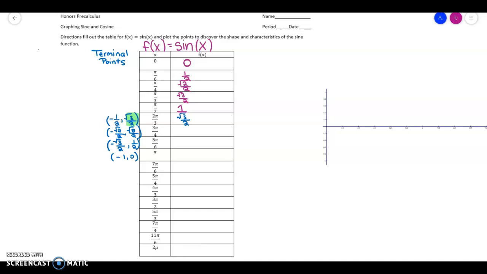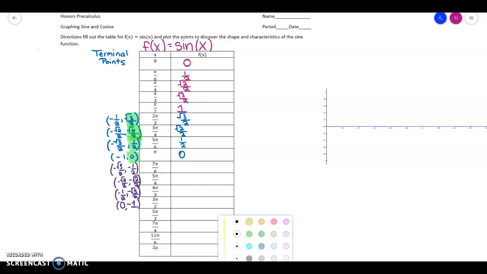My terminal point at 3 pi over 4 is (negative square root of 2 over 2, square root of 2 over 2). And since sine is my y value, the sine of 3 pi over 4 is square root of 2 over 2. Right, sine of 5 pi over 6, I look at my y value at pi over 6, and we can see that that's going to be 1/2. And then finally, the sine of pi, I do the same thing. I look at my y value at pi, and I can see that the sine of pi is 0.